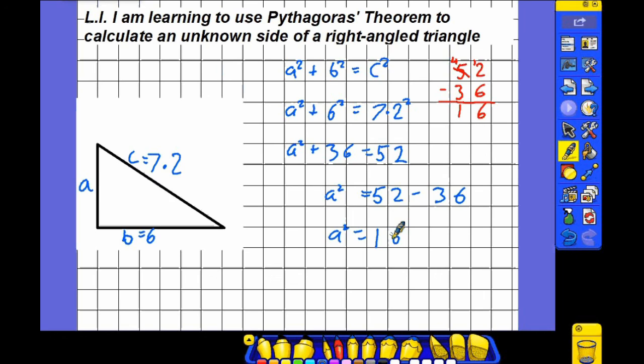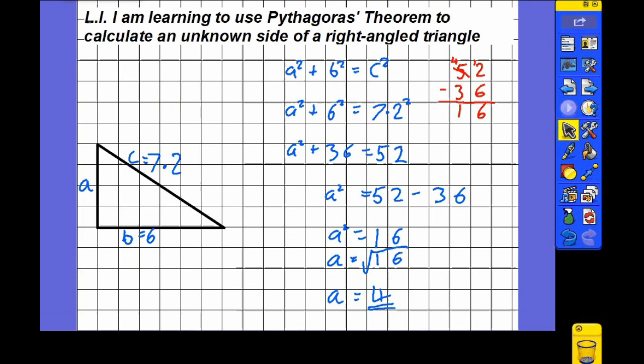But that's A squared. We want just A. So to work out A on its own, we're going to have to do the square root of 16. So A equals the square root of 16. And if you know your squared numbers pretty well, you should be able to know automatically that the square root of 16 is 4. And sure enough, when I move this out of the way and we can see the boxes, we see, yep, right enough, that's 6. And this one here, sure enough, is 4.